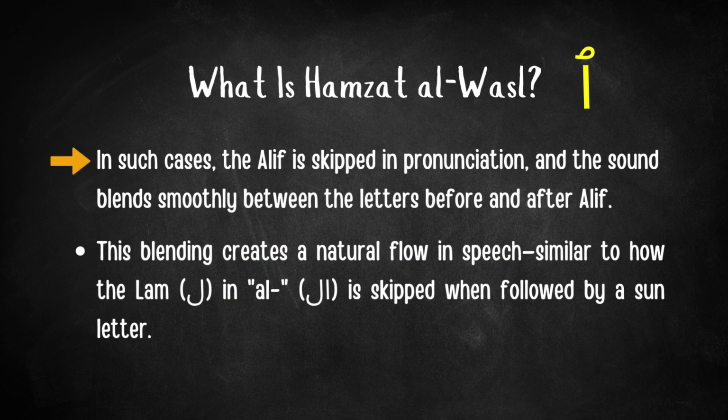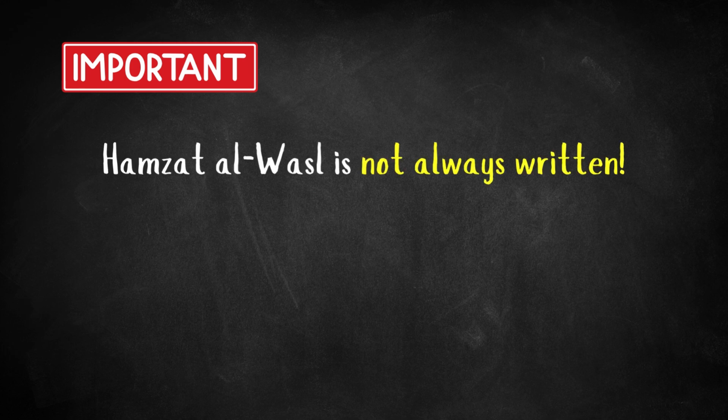In such cases, the alif is skipped in pronunciation, and the sound blends smoothly between the letters before and after alif. This blending creates a natural flow in speech, similar to how the lam in al is skipped when followed by a sun letter. Now, an important point to remember: Hamzat al-Wasl is not always written.